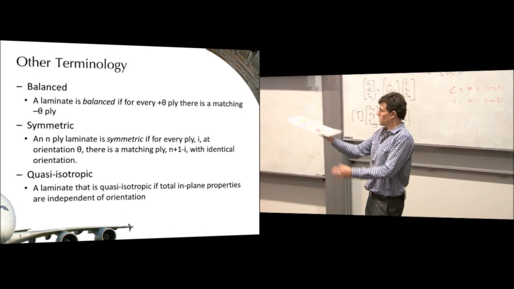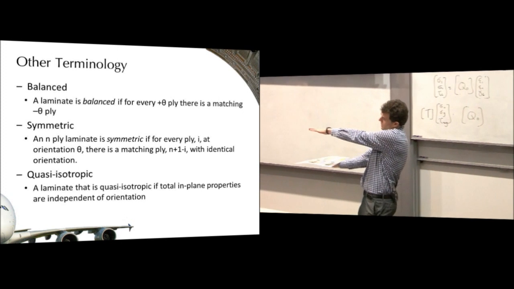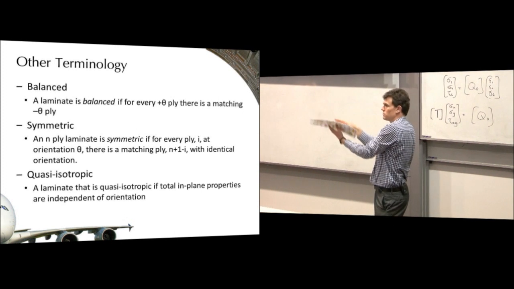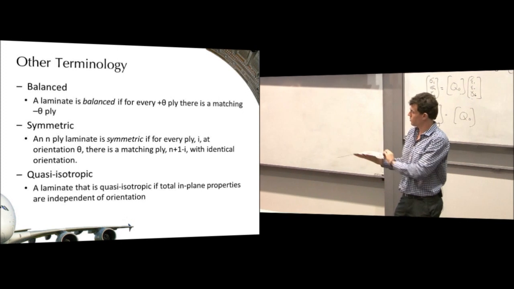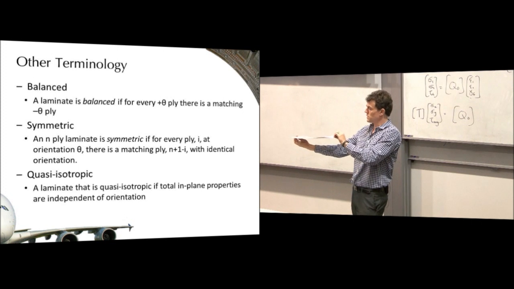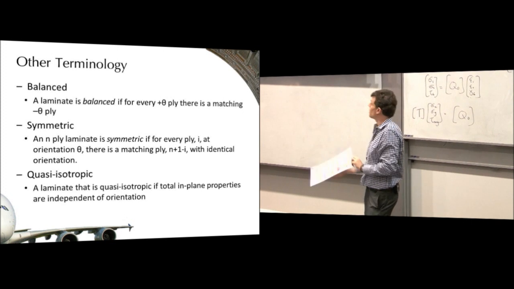Symmetric means that somewhere in the middle of my stack I can mirror it and see the same thing the other way around. So if we put a little S at the end of our laminate formula, it means that we've put some plies down and we could do exactly the same thing in the other half.